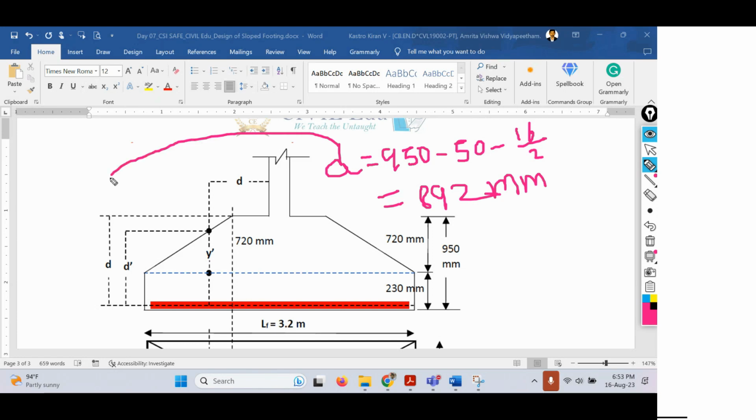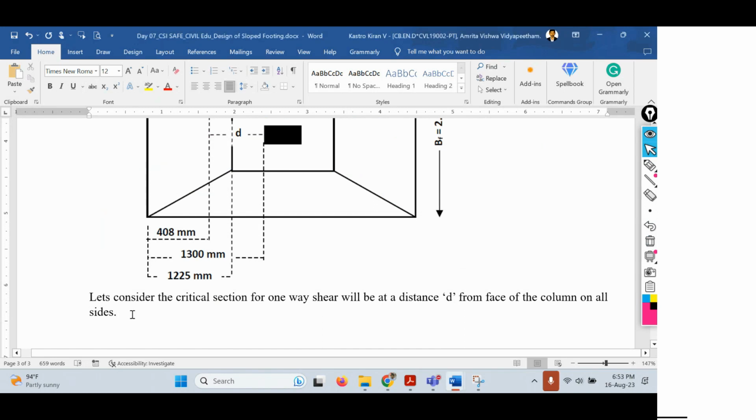So what is this value? This is this one. Okay, the critical section will be lying at a distance d from face of the column. So the distance d value is 892 mm. I hope it is clear. So let me write that. Make sure of understanding this one. So critical section, d equals 892 mm. So how we are getting 892 mm? So overall depth minus clear cover, that is 50, minus diameter of bar divided by 2, which will be 892 mm. So that's the critical section distance d.